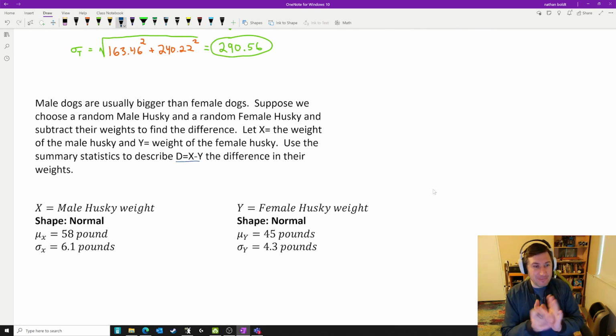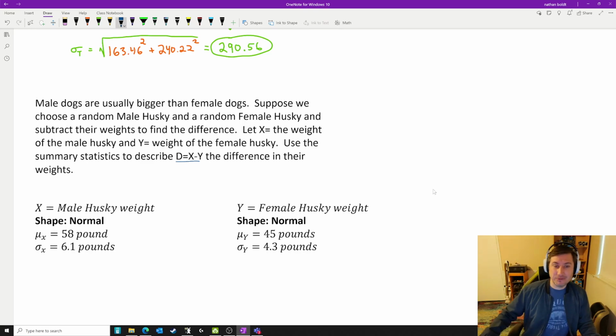So here's our scenario. Male dogs are usually bigger than female dogs. Suppose we choose a random male husky and a random female husky, and we subtract their weights to find the difference. How much bigger is one of them than the other? We're going to let x equal the weight of the male and y equal the weight of the female. Use the summary statistics to describe D, which is going to be x minus y, the difference in their weight. We're going to do male minus female. D is going to be our new random variable, the difference.